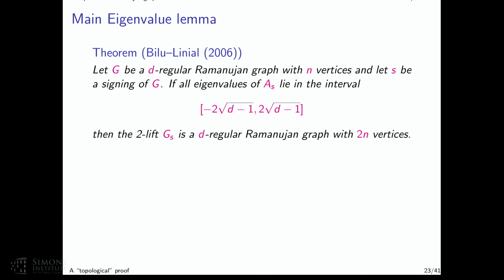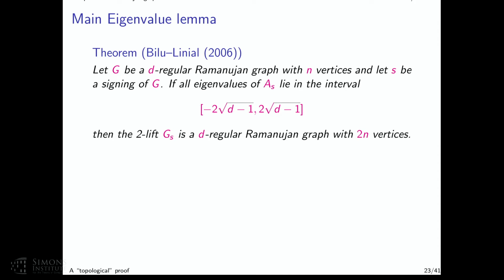And what Bilu and Linial showed was that if G is a D-regular Ramanujan graph with n vertices, and you have S, a signing of the edges, so you put plus or -1 on each of these edges to determine whether you do a positive or a negative swap, and if all of the eigenvalues of A_S lie in the interval [-2√(D-1), 2√(D-1)], then the two-lift is also a D-regular Ramanujan graph, but now it has 2n vertices.